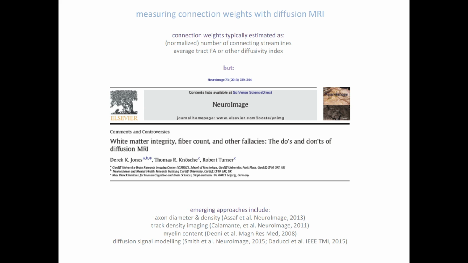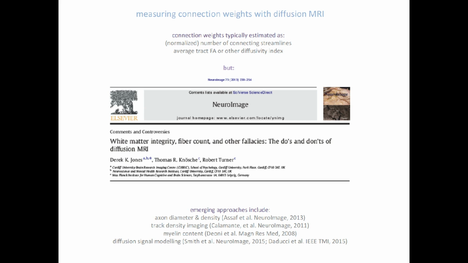These streamlines are not the same as axons. They're just tracing paths of water diffusion throughout the brain. These issues are talked about in a lot of detail in a paper by Derek Jones and colleagues, which really goes into all of the biases and problems associated with estimating connectivity using these metrics. So if you're going to do work in this area, this is a paper worth checking out.